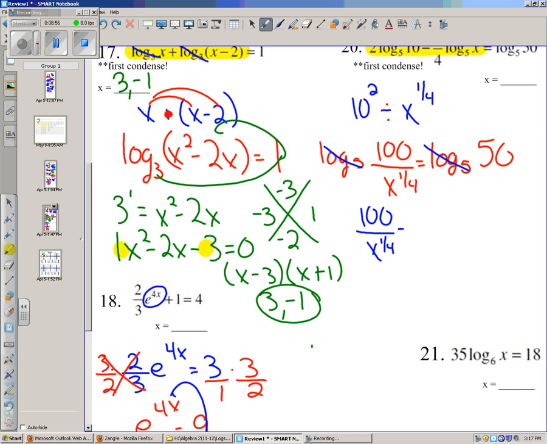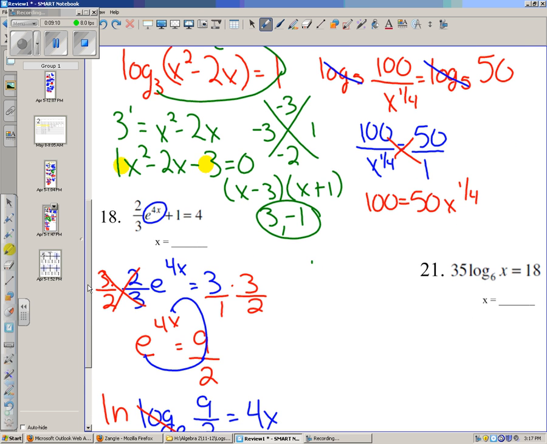Again, if I have fractions and I'm asked to solve, I'm just going to do cross products. So 100 times 1 is 100. 50 times x to the 1/4 is, well, 50 times x to the 1/4. To get x by itself, I'm going to divide by 50. And to get rid of the 1/4 power, which is like a 4th root, I'm going to take it to the 4th power on both sides. And 2 to the 4th power will give me my answer of 16.